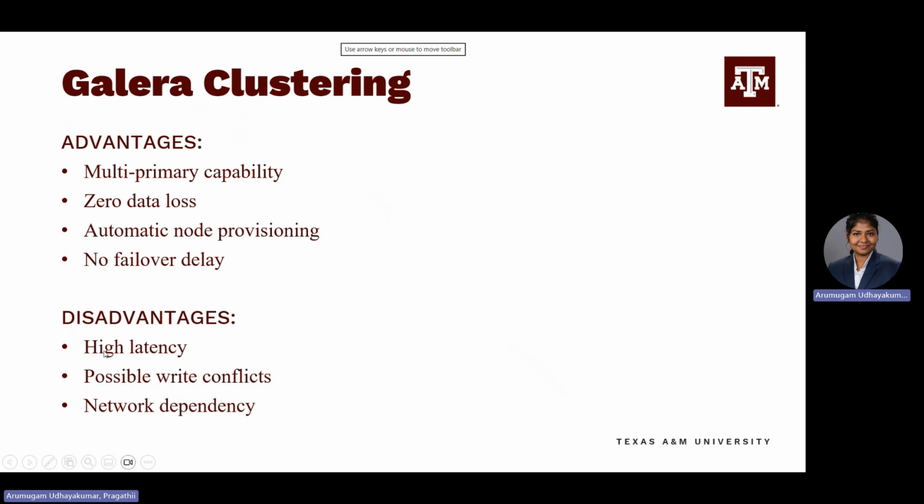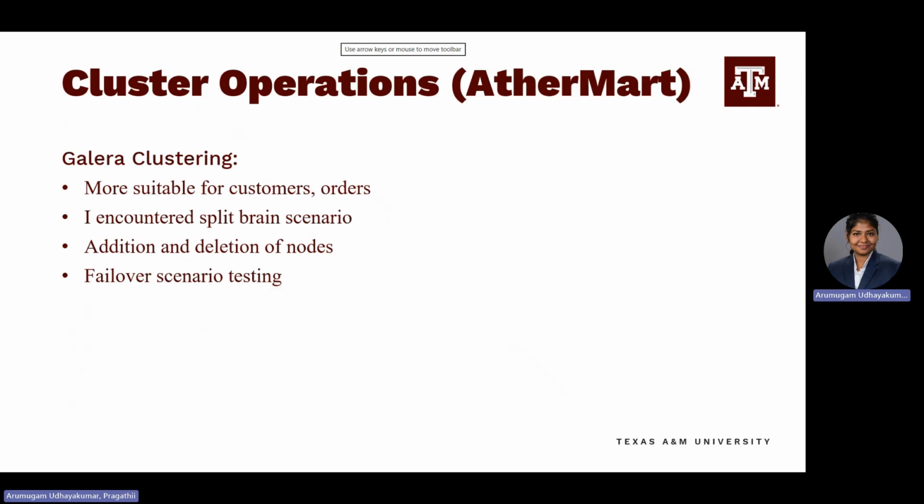And the disadvantages: it causes high latency. Since the cluster waits for acknowledgement from all other nodes during commit, the certification method will cause high latency. Also, there may be write conflicts when simultaneous writes happen on the same node or different nodes. And it is highly network dependent, since if there is any network partition, a split brain scenario can happen, causing issues with the Galera clustering.